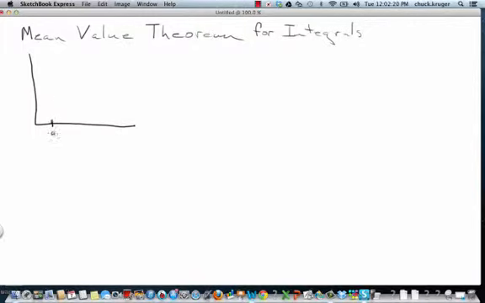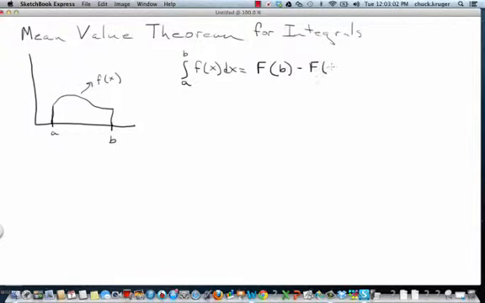And here's my A, here's my B, and here's my graph. And this right here is f of x. And so if I want to know the area underneath that curve, I would integrate from a to b f of x dx and use the fundamental theorem of calculus part 1. That would give me the antiderivative with b substituted into it minus the antiderivative of f with a substituted into it, and that would give me that area.